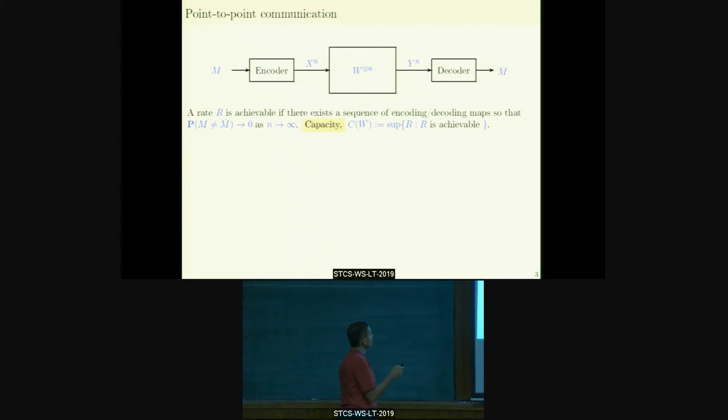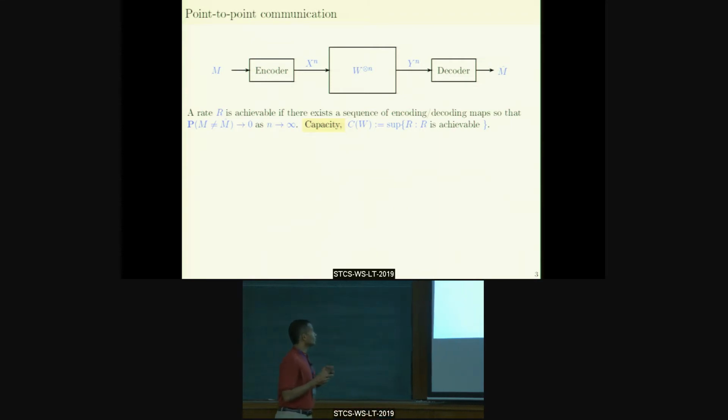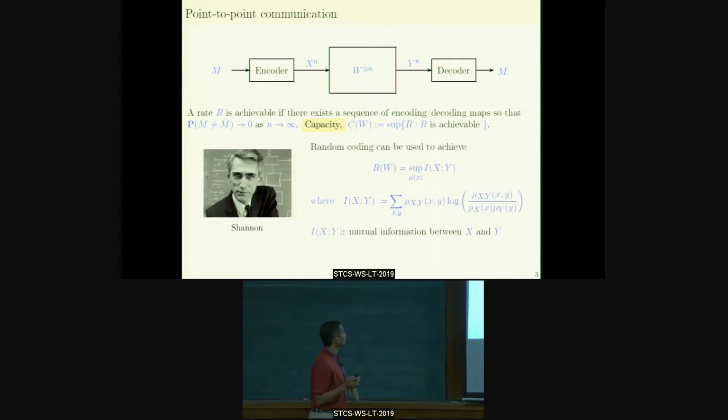And then we say that for such a setting, rate R is achievable if there's a sequence of encoding and decoding maps so that the probability that the estimated message is not equal to the correct message goes to 0 as the number of channel uses, or the block length, goes to infinity. And the capacity is defined as the supremum over all rates such that R is achievable. So I'm starting slow. Hopefully it's easy for people to follow at this point. Please stop me if you've not seen some of these things.